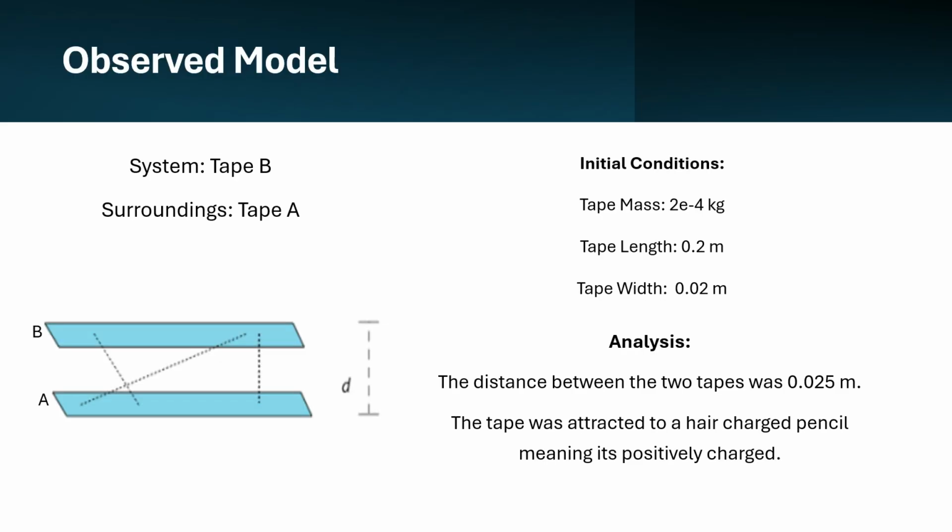This is a demonstration of the model that was used to conduct the experiment. The initial conditions were the tape mass, which was 2e-4 kilograms, the tape length, which was 0.2 meters, and the tape width, which was 0.02 meters. The distance between the two tapes was measured to be 0.025 meters during the experiment, and the tape was determined to be positively charged because of its attraction to a hair-charged pencil.